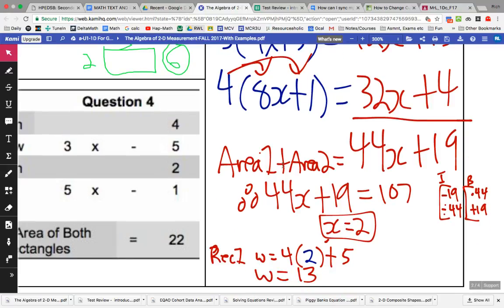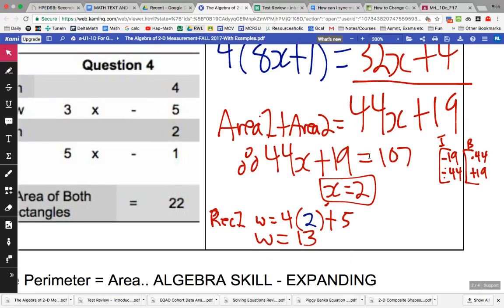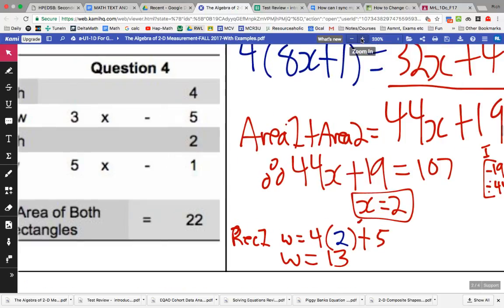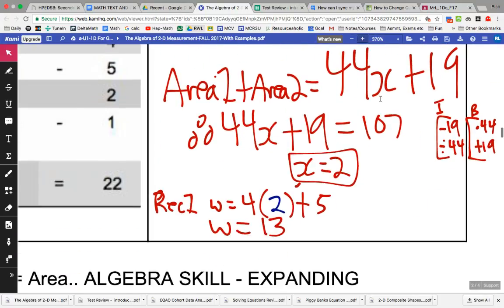Okay, so area 1 plus area 2 is right there. I know the total area was given as 107. The inverse operations are going to be minus 19, divided by 44. Again, you would go through BEDMAS and through inverse. So it's 107 minus 19, which is 88. Then it's 88 divided by 44, which is 2. So we know x is 2. That means if the area is 107, x has to be 2.